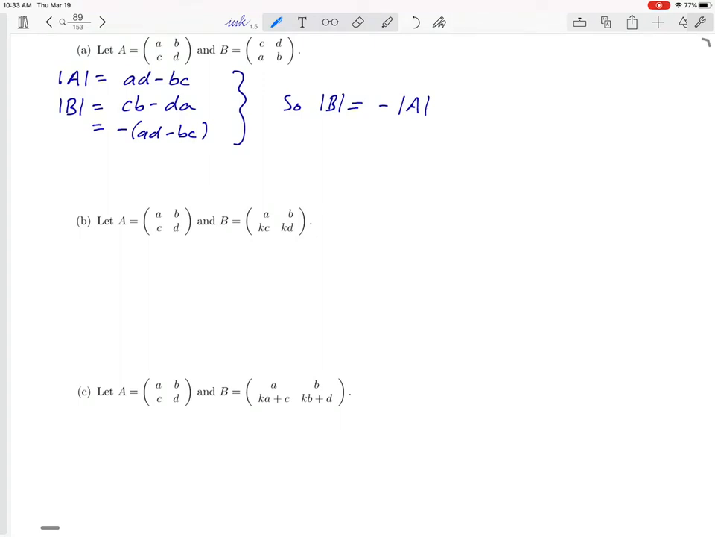Okay, in this case, you can maybe see that the relationship between A and B is that we got to B by just taking the first row of A and multiplying it by K. Okay, otherwise the matrices are the same. All right, we're going to do the same thing that we did before by just calculating determinants and see what happens. I'm going to start with the determinant of B in this case. Okay, so by definition, we'd start by taking A times KD and subtract B times KC.